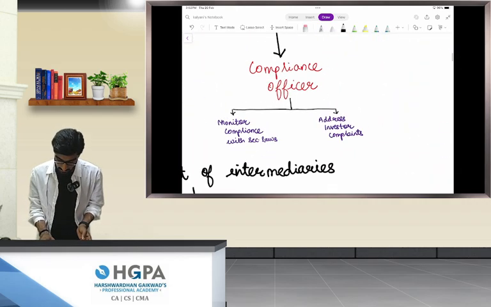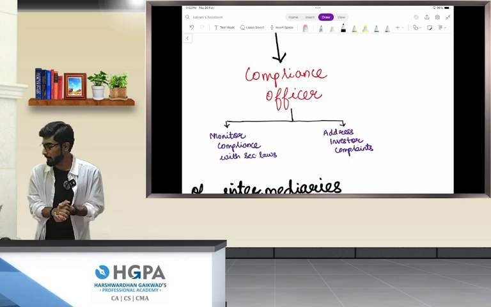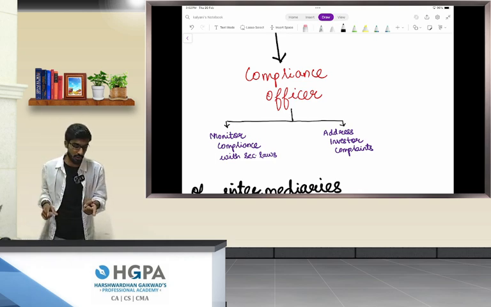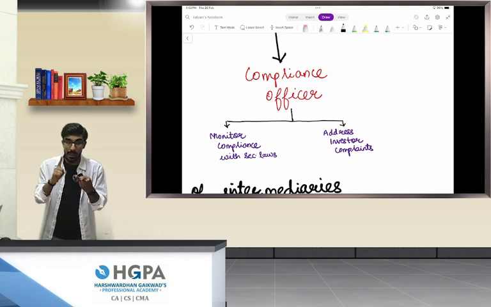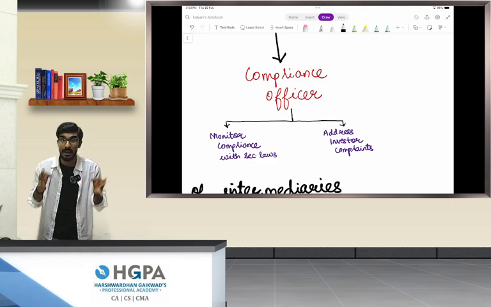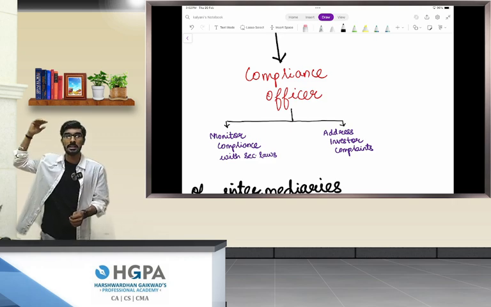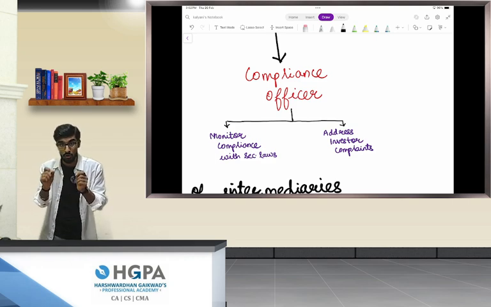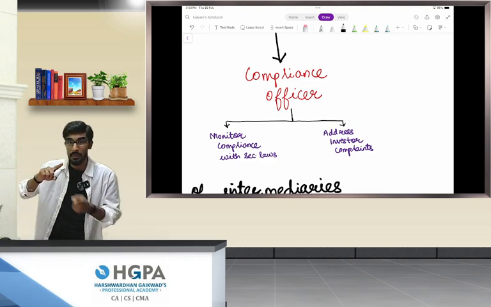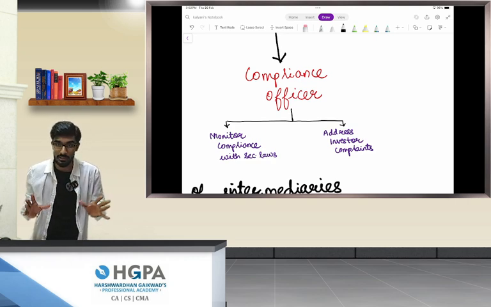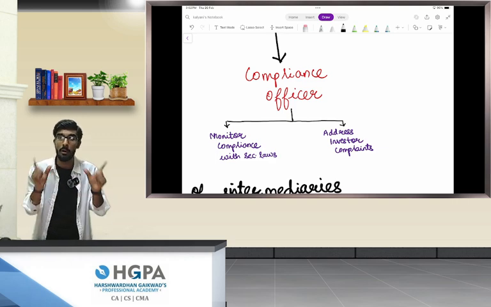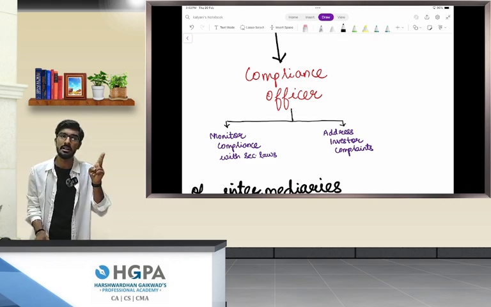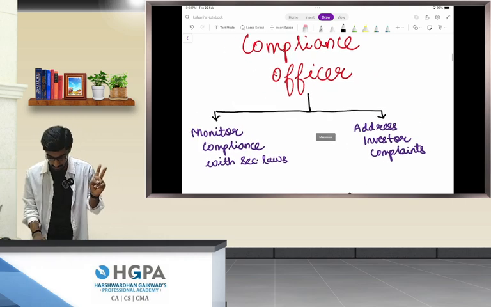Now let's understand another person, the compliance officer. He is responsible for monitoring compliance with the securities law. He ensures that the intermediaries, the issuer and all the persons involved in the IPO process are complying with the rules and regulations set by SEBI. For example, let's say 75% of project finance should have firm arrangements excluding internal accruals or IPO proceeds. This will be monitored by a compliance officer to see if everything is going right or not. Next, he also addresses the investors' complaints. Cool.